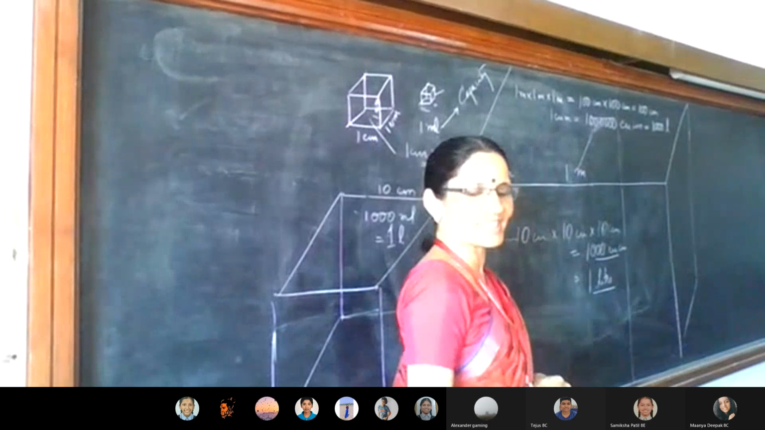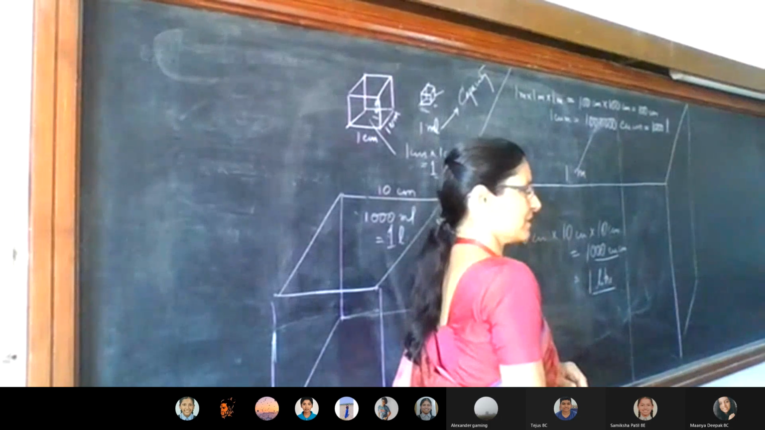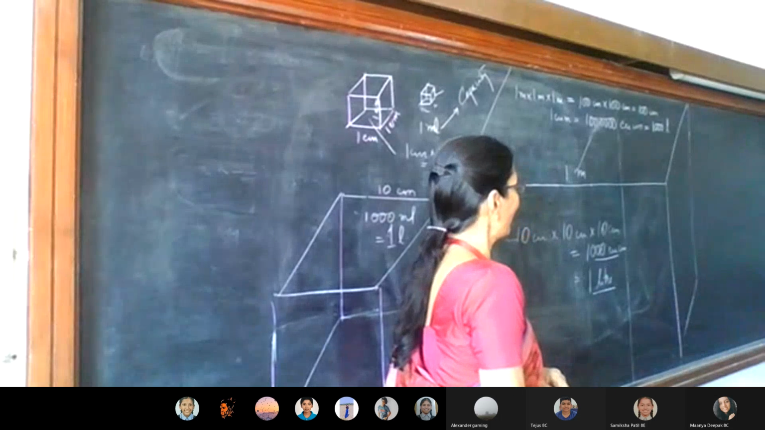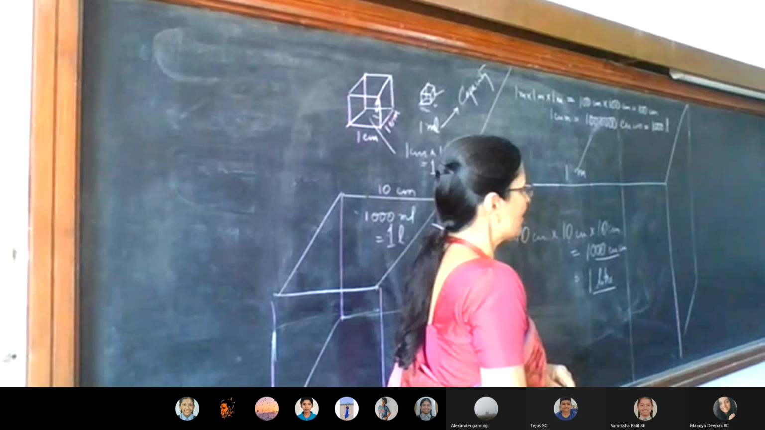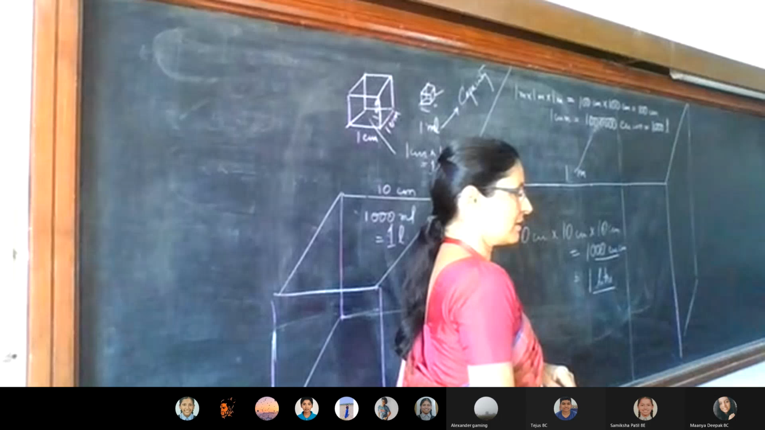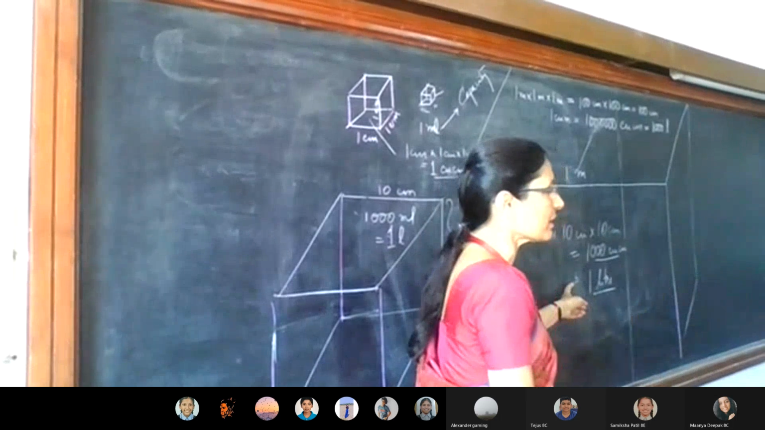You remove the mask and speak. Not very clear. There are 6 zeros in the... Yes, sir. Here are 3. So it will be 10 into 10. Here 1 liter, there 1000 liter.